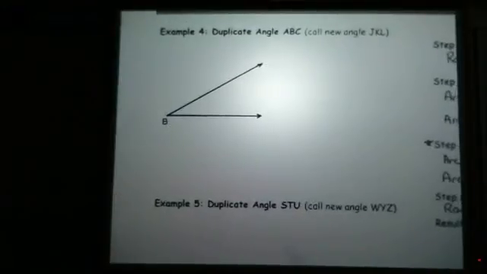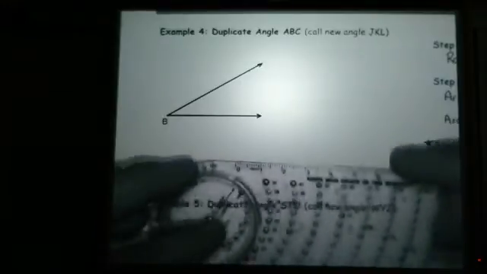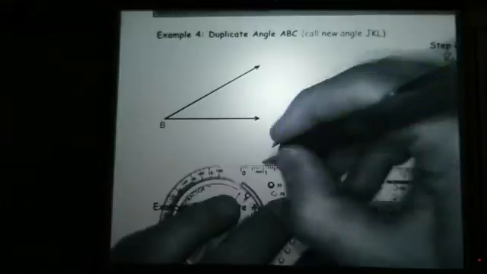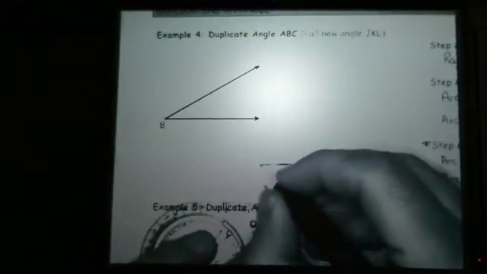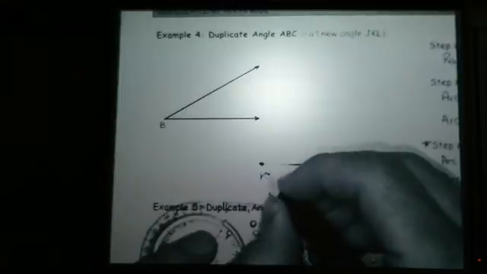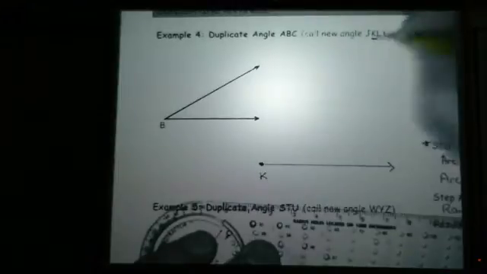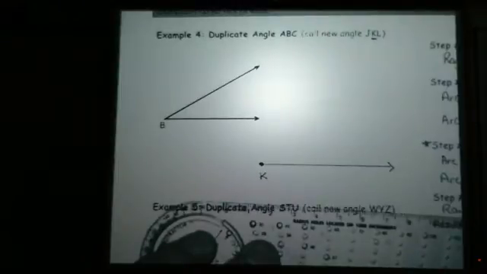So let's see what this looks like. I'll move the directions out of the way. As you can see, we have our original angle. The very first step is to draw a ray. I'm just going to draw it right down here. Remember that a ray has an arrow at the end of it. It has an endpoint, and I'm going to label that endpoint K, because K is the vertex of my new angle that I'm going to make.